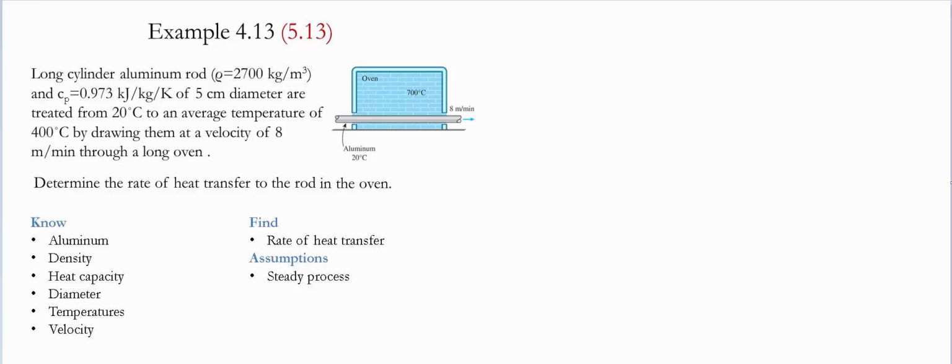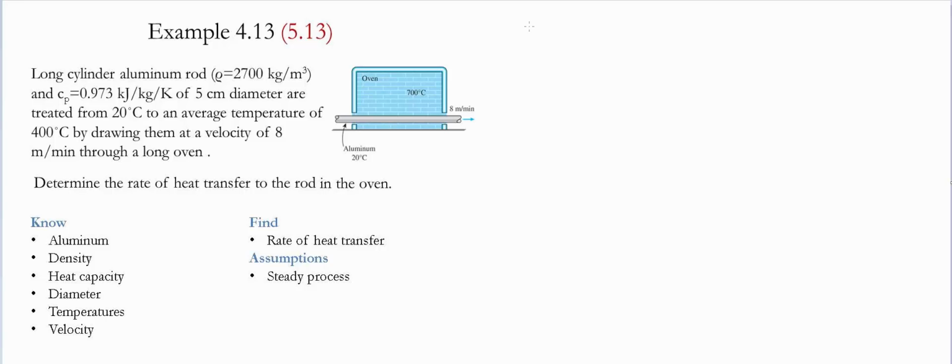In this problem, a long cylindrical aluminum rod of 5 cm in diameter is heated from 20 Celsius to an average temperature of 40 Celsius by drawing it at a velocity of 8 meters per minute through an oven. We need to determine the rate of heat transfer to the rod in the oven. Notice that the values of density and Cp are given for the particular material.